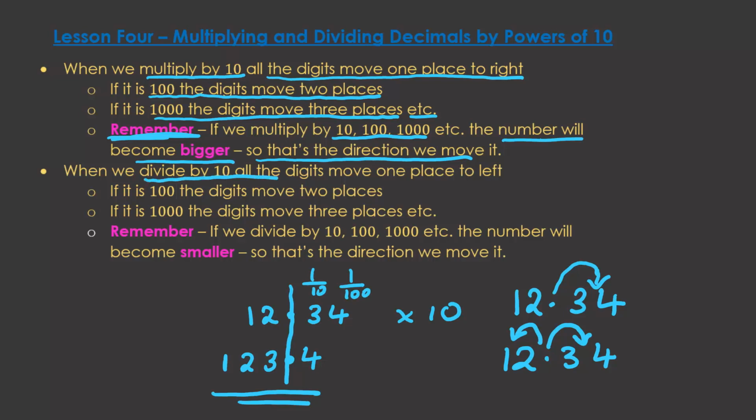When we divide by 10, all the digits move one place left. Remember, it's the digits that actually move and the decimal point stays in place. If it's 100, we move 2 places, 1,000, we move 3 places, and so on. But again, remember, and we've mentioned this once, if we divide by these numbers, the number will become smaller, and that tells you which way you should be moving.